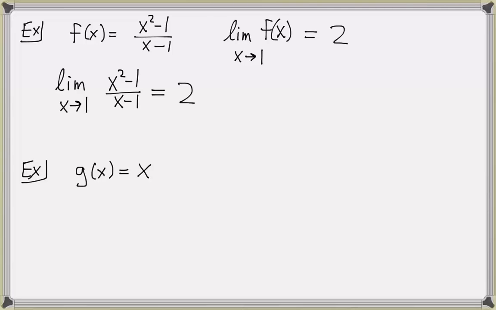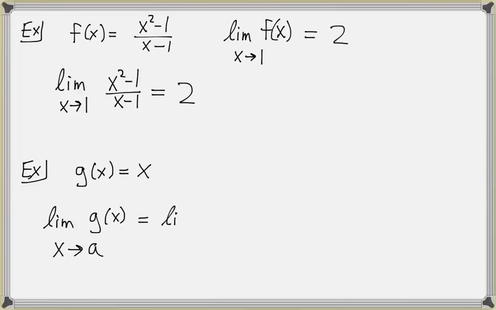Let's consider another function called the identity function. So let's define g of x equal to x. So no matter what number you plug in for x, the function's value also equals x. So consider the limit of this function. Let's look at the limit of this function, g of x, as x approaches a.